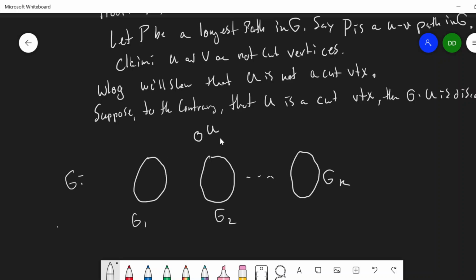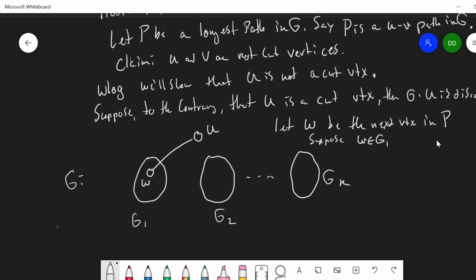Actually, I want to be a little bit more careful about this. So I have this path P. What I'm going to do is let W be the next vertex in P. So U has some partner, some vertex next to it that's W, and I'm going to just suppose that W is in G1. So here's W in G1.